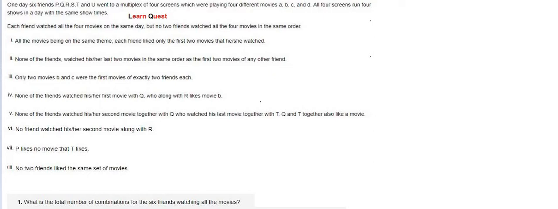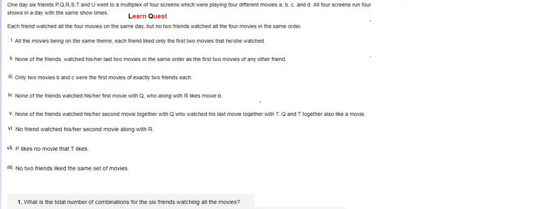So all the movies being on the same theme, each friend liked only the first two movies that he or she watched. None of the friends watched his or her last two movies in the same order as the first two movies of any other friend. Then only two movies B and C were the first movies of exactly two friends. None of the friends watched his or her first movie with Q.